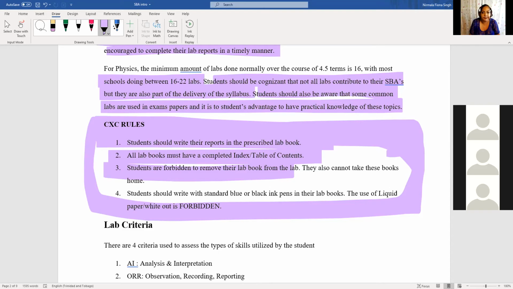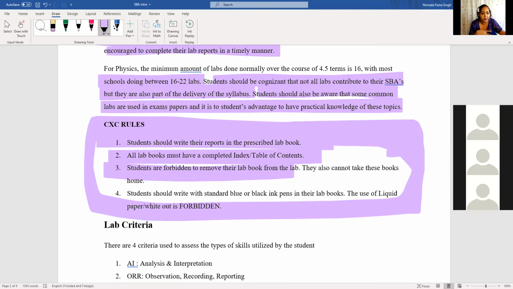Do you want to accidentally lose this book? Imagine if you lose your book at the end of the second term in Form 5. Imagine if you lose the book and now you have to go and write over those 17 labs. You all want to go through that trouble? No, that is a piece of torture. Do not put yourself through torture.